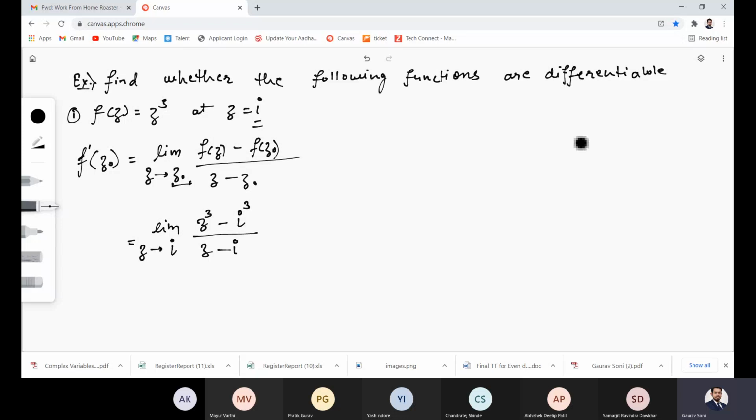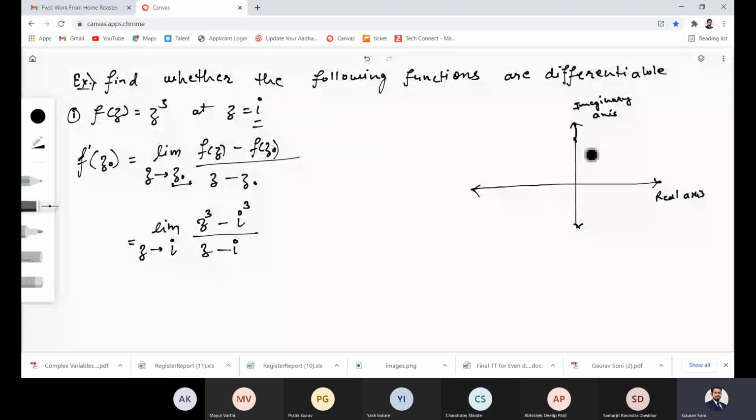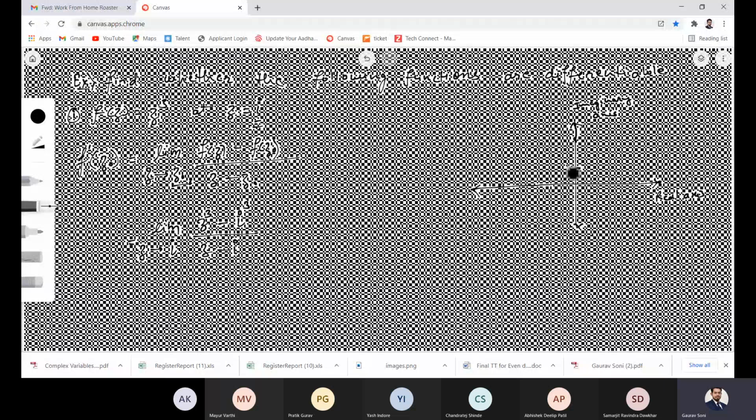Okay, so I will emphasize what I meant by i. Can anyone tell me where this point i is on the complex plane? Are you able to plot this point i on the complex plane? This is your real axis. This is your imaginary axis. On the y-axis, there is this point i. So this will be 1 and this is actually i. Okay. Now z tends to i.